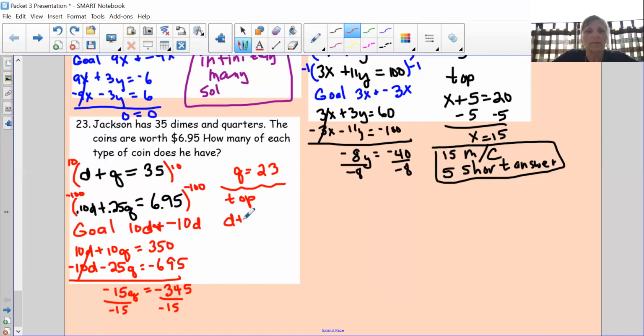D plus 23 equals 35. And minus 23. Okay, so D equals 3 from 5 is 2, 2 from 3 is 1. So I must have 12 dimes. So I'm going to say I have 12 dimes. And 23 quarters.